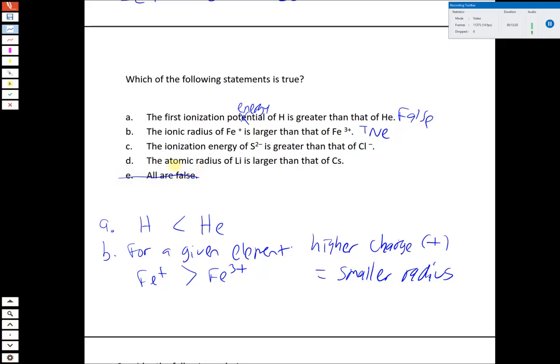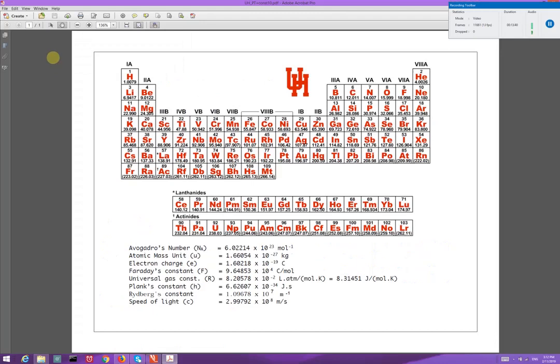Let's verify that C and D are false and that we can exclude them as answers as well. So choice C is comparing ionization energies again, S2 minus and Cl minus. And again for this, because they're anions, because they're not neutral atoms, we have to not just think about periodic trends, but we have to account for how many protons and electrons they have. So if we go to the periodic table, S is number 16, so S2 minus has 18 electrons and 16 protons. Cl minus also has 18 electrons. We add one electron to that, still has 17 protons.